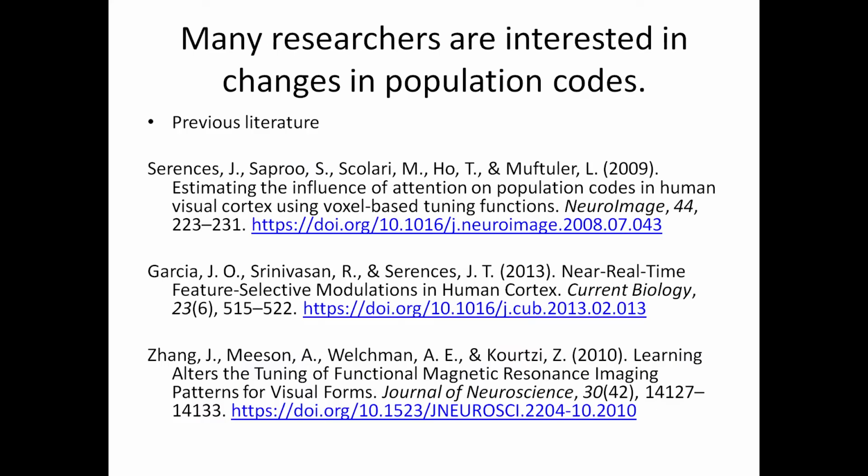Many researchers are interested in inferring changes in population codes as a result of cognitive or learning factors. For example, Sorensas and colleagues used fMRI to distinguish changes in encoder responses with attention, where attention to specific orientations affected the tuning of populations in visual cortices. Zhang and colleagues also used fMRI to distinguish changes in encoder responses that occurred with learning. Garcia and colleagues used EEG to differentiate changes in encoding channel responses due to attention over time.